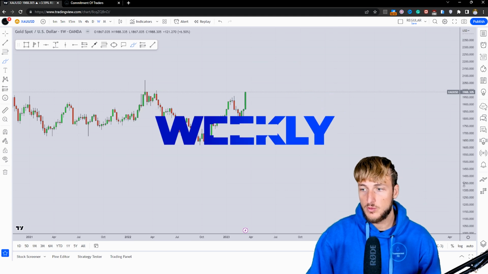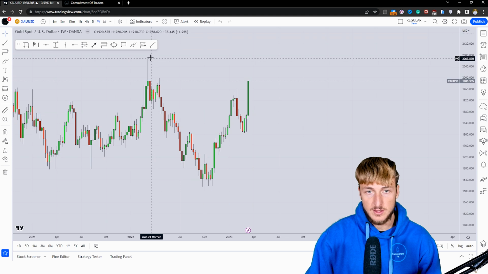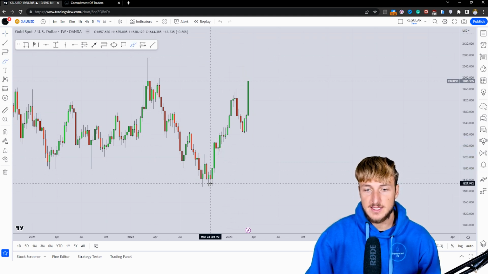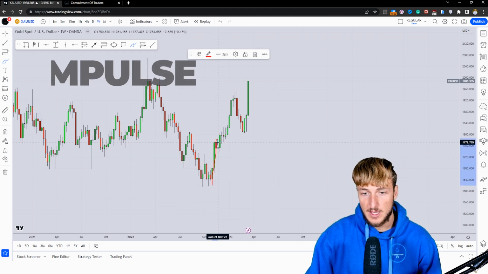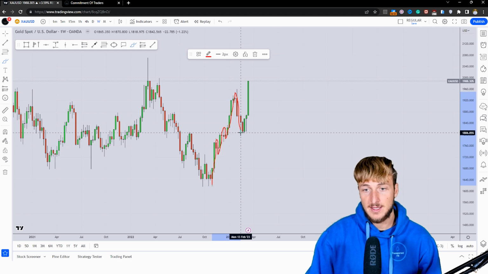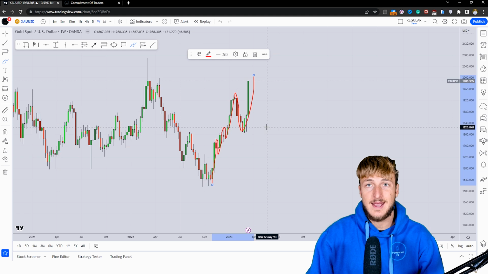Going down on the weekly, what do we have? Now, here on the weekly, price action has been quite clear. We had a market which clearly was creating a series of higher highs and higher lows. Starting from here, we had the first impulse, correction, higher high, higher low, another higher high, now another higher low, and now another higher high. Now, this is precisely an ideal uptrend.